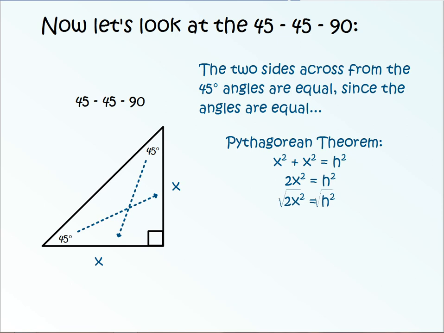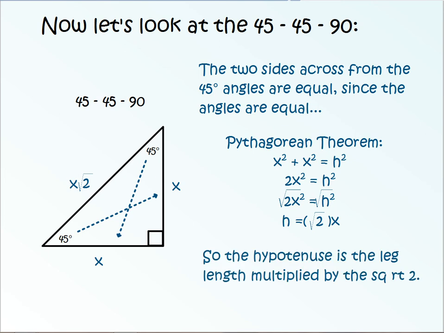If I square root both sides to take h squared to just h, the square root of 2 can't really be simplified, so I'm going to leave that as square root of 2. And the square root of x squared is just x. So I get x times the square root of 2. And that's going to be my hypotenuse length. So the hypotenuse on every 45, 45, 90 will be the leg length multiplied by the square root of 2.